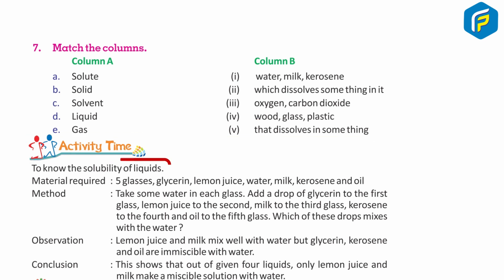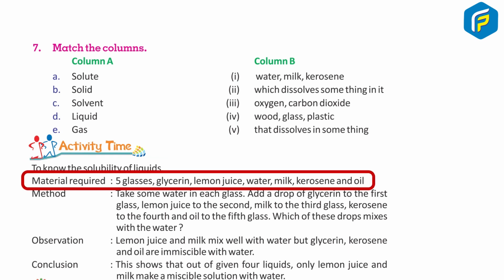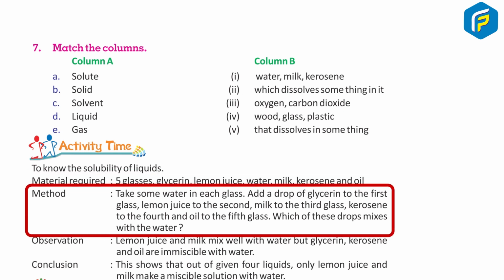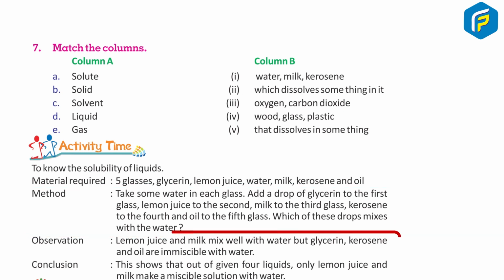Activity time. To know the solubility of liquids. Material required: 5 glasses, glycerin, lemon juice, water, milk, kerosene, and oil. Method: take some water in each glass, add a drop of glycerin to the first glass, lemon juice to the second, milk to the third, kerosene to the fourth, and oil to the fifth glass. Which of these drops mixes with the water?